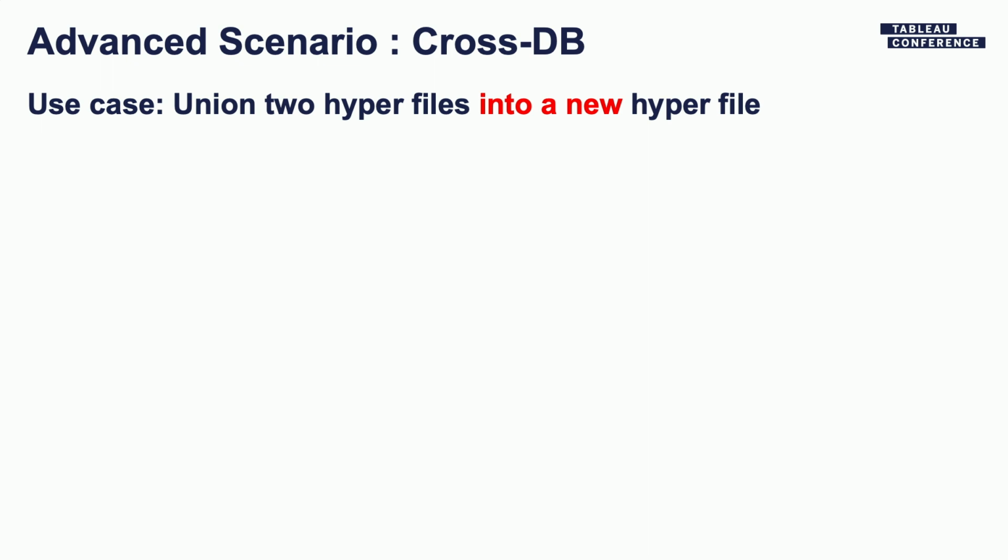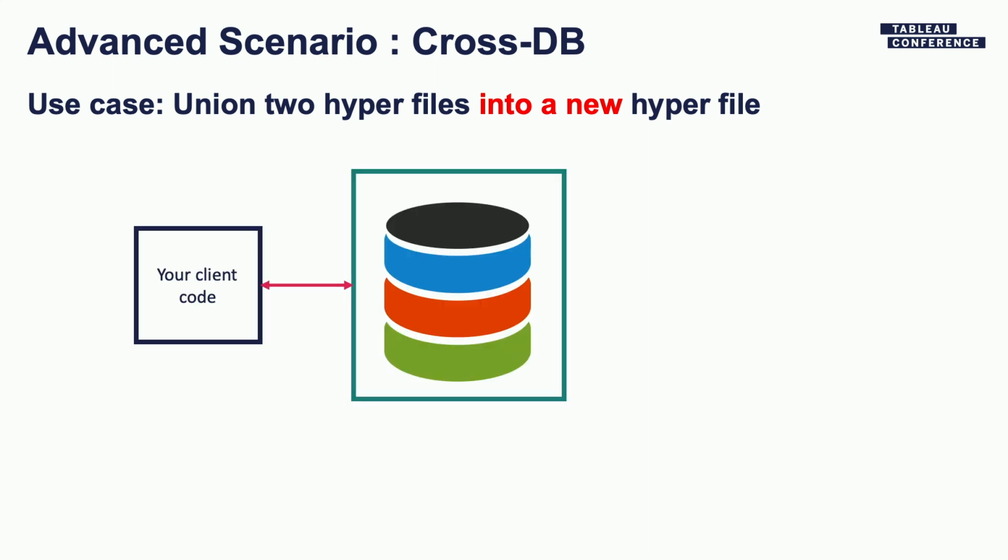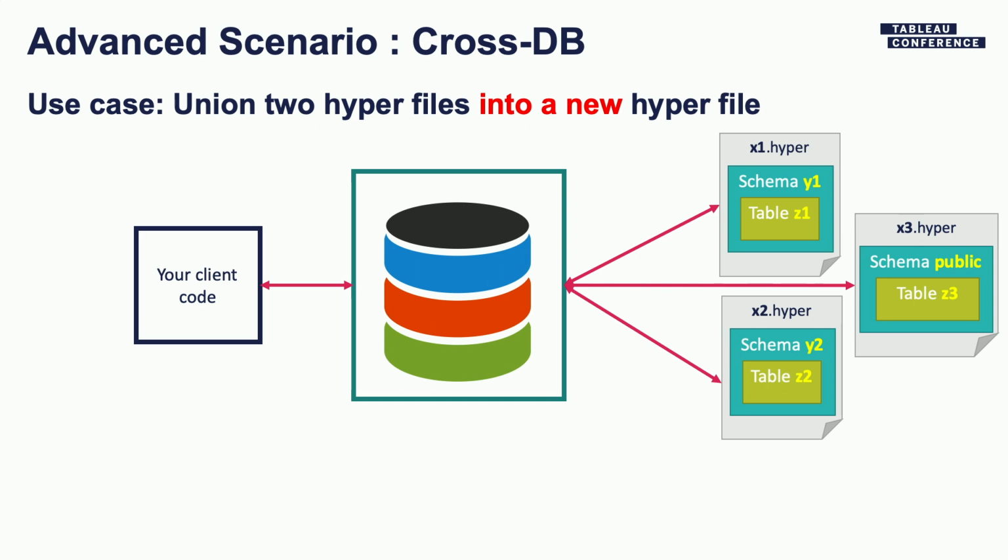Next cross-DB use case. It is kind of similar, but it shows a nice SQL statement, this create table as. You can reveal it. Yes, we can reveal it. And this is basically a use case. Let's say you have multiple hyperfiles, and you want to union all of these hyperfiles into one hyperfile in order to analyze it in Tableau, let's say. This is what we heard from customers quite often.